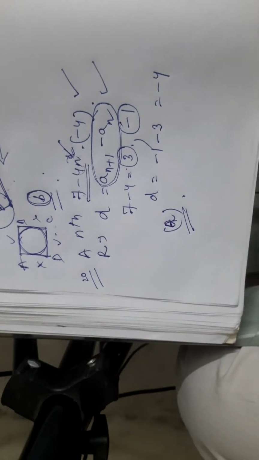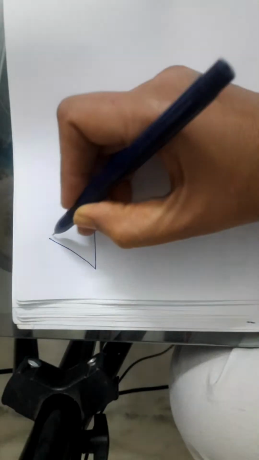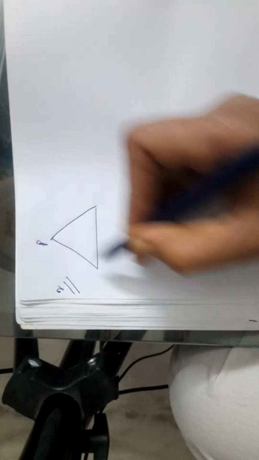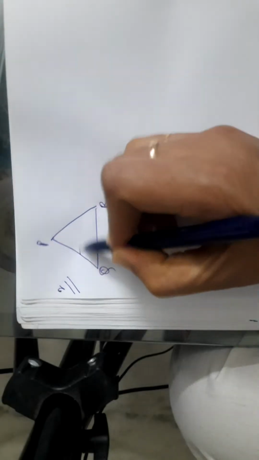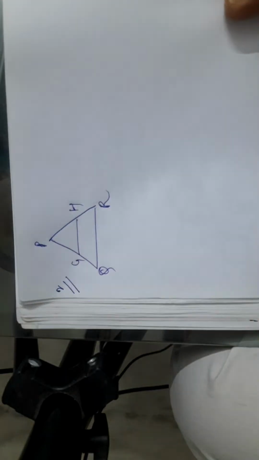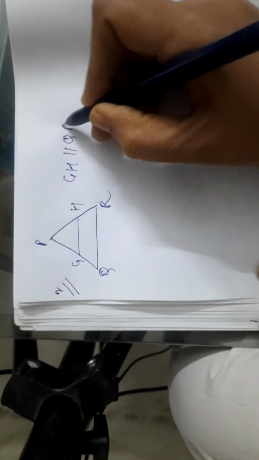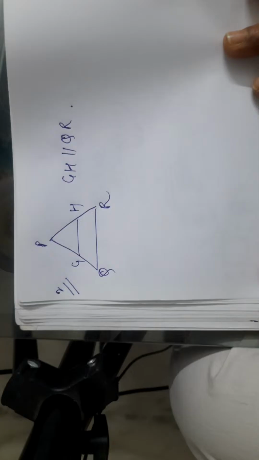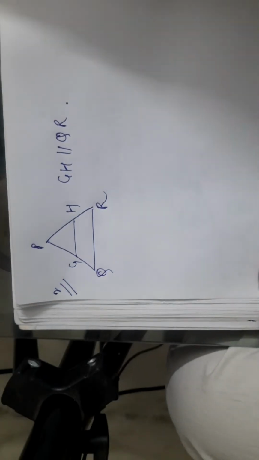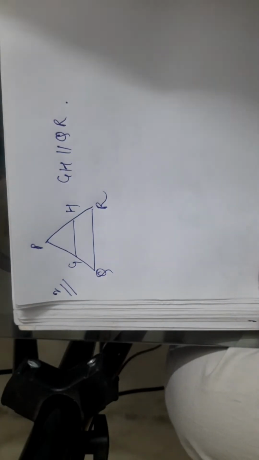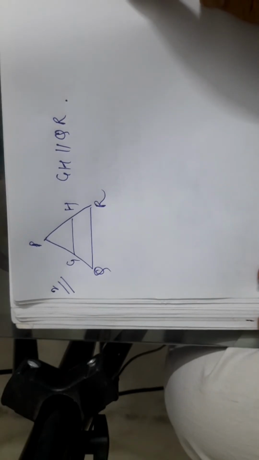Let's further move to section B. Here in section B, the first question is given in triangle PQR. So here we started with section B. The figure is given, PQR, where G and H are points, and moreover GH is parallel to QR. So you need to find out, using BPT in the figure, prove that H is the midpoint of the side PR.